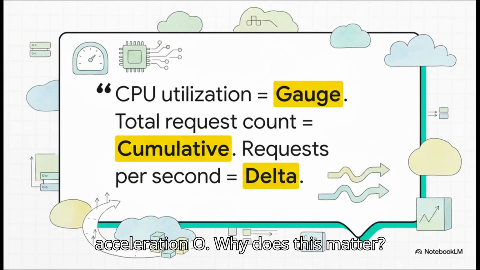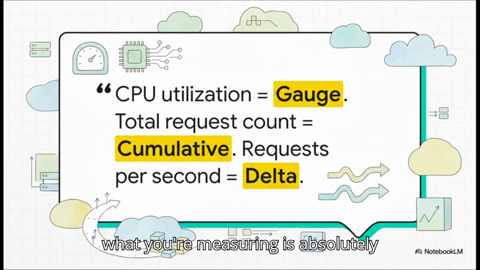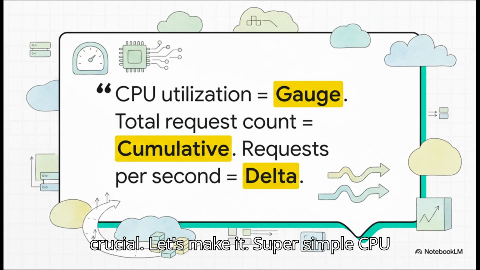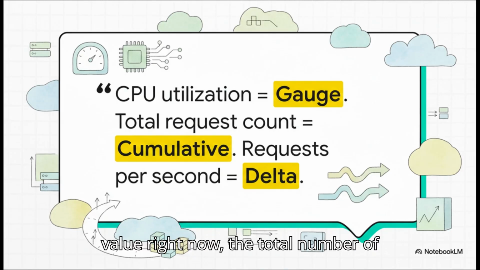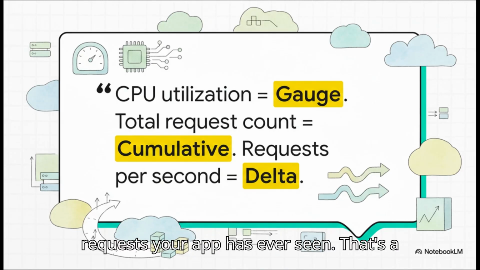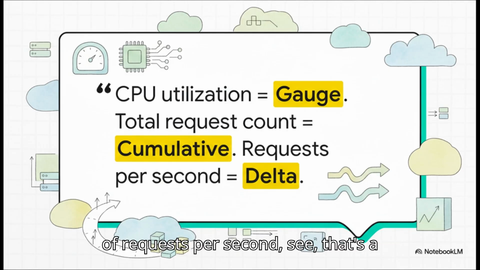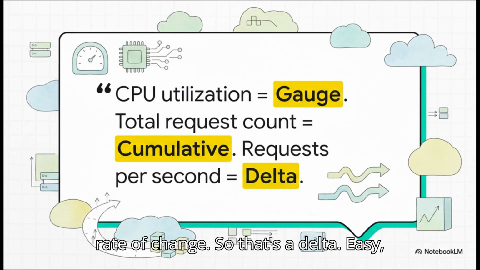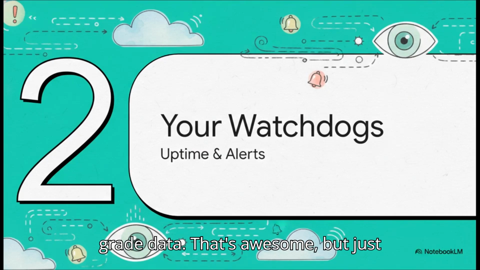So why does this matter? Well, matching the right metric type to what you're measuring is absolutely crucial. Let's make it super simple. CPU utilization? That's a gauge. It's the value right now. The total number of requests your app has ever seen? That's a classic cumulative metric. But the number of requests per second? See, that's a rate of change, so that's a delta. Easy, right?